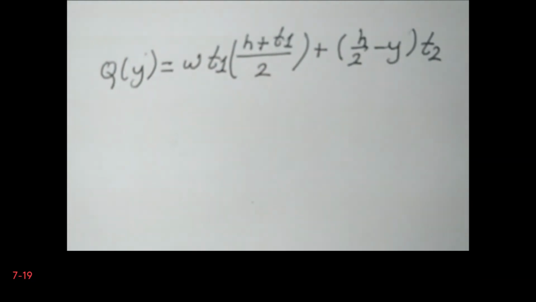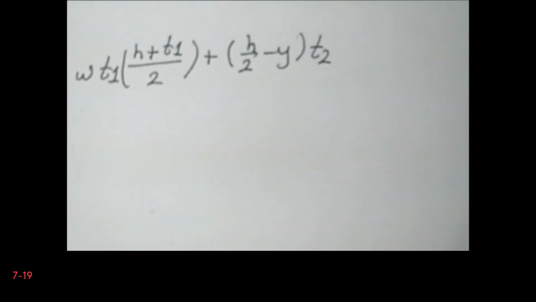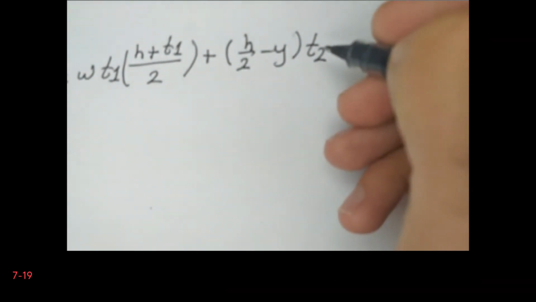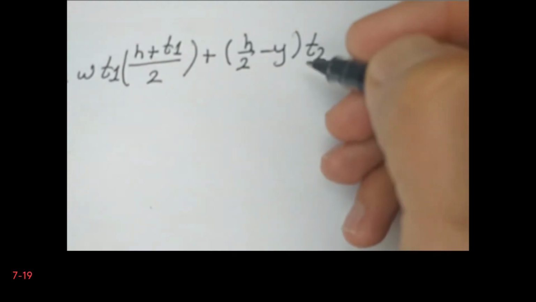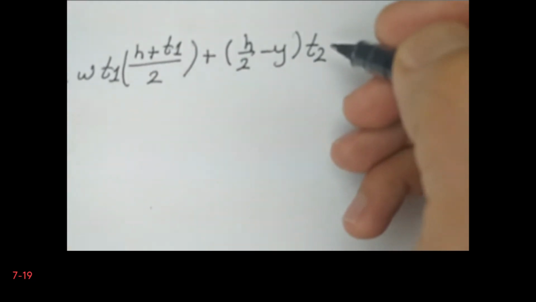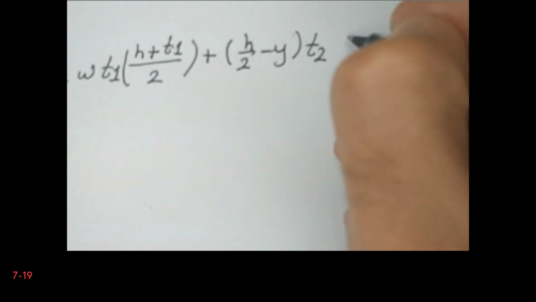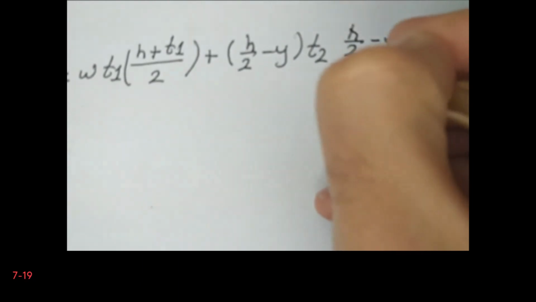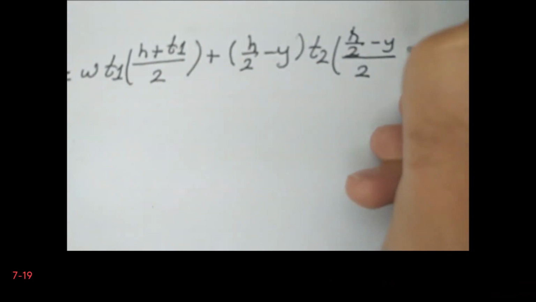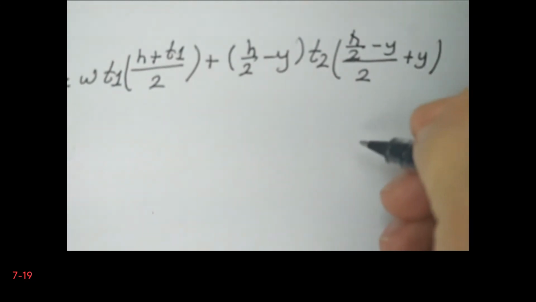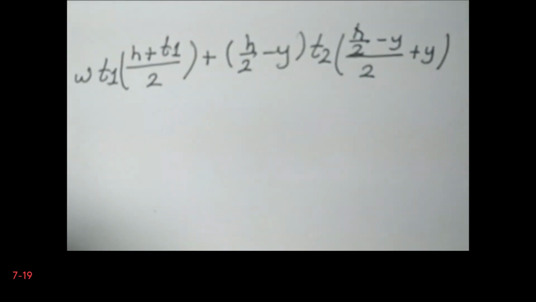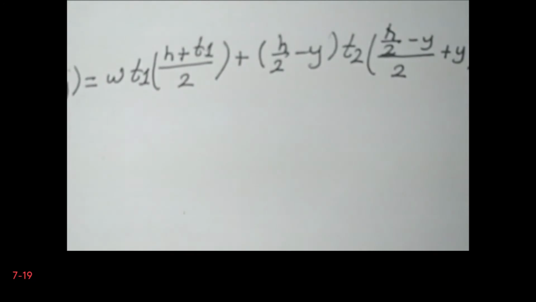Now the centroid. In fact, the centroid is located at h divided by 2 minus y divided by 2 plus y. So this is the expression for the first moment of the area for the region above the neutral axis.